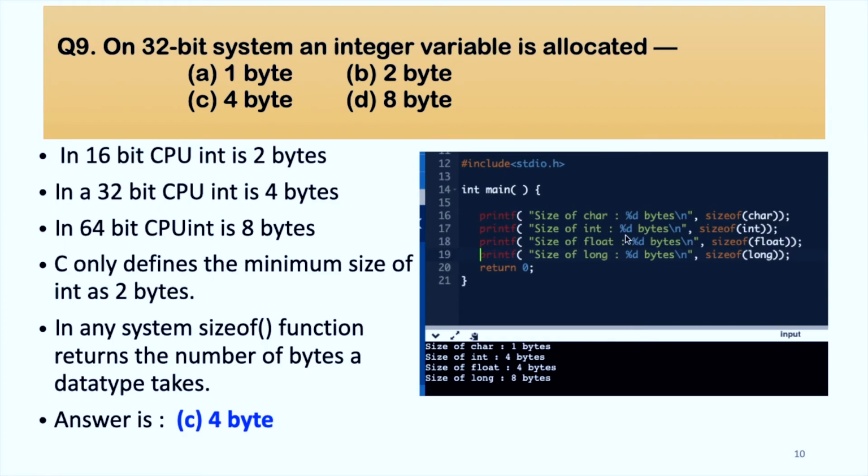So we have used %d. Again sizeof float, we see 4 bytes. All these are for a 32-bit system. The long, we see, is 8 bytes.